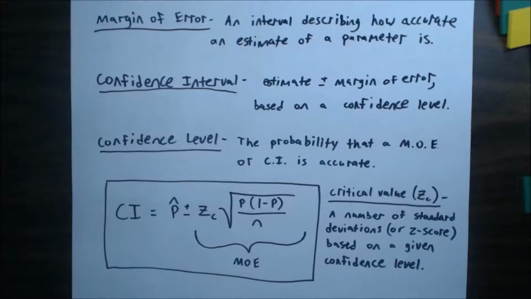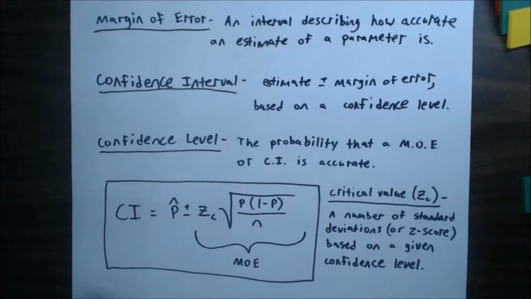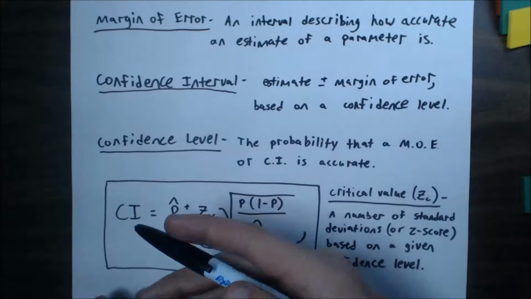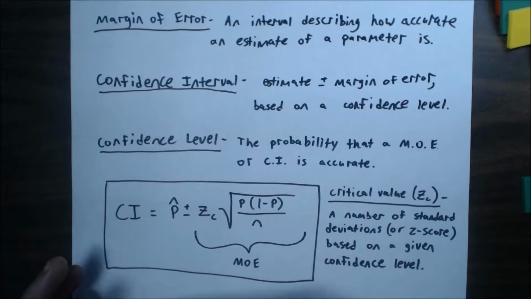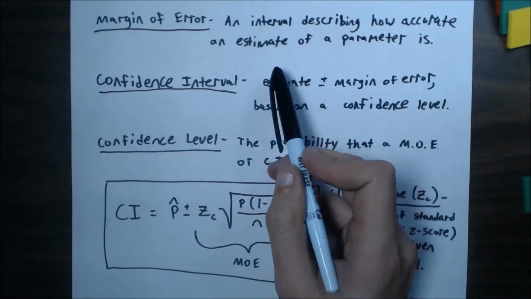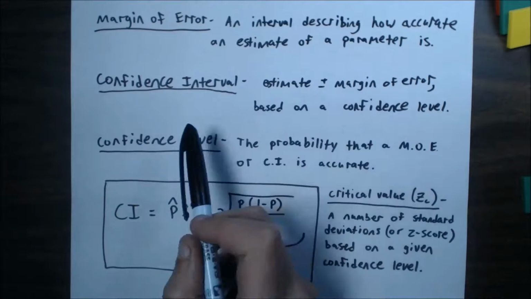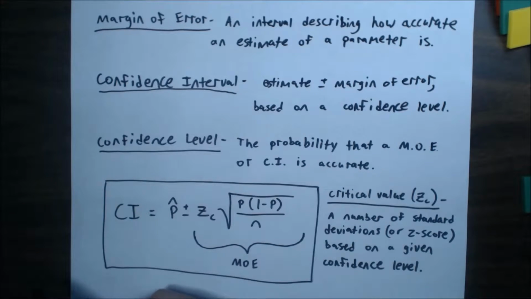But the basic definitions are the same. A margin of error is an interval describing how accurate an estimate of a parameter is. Again, the parameter could be population proportion or sample proportion, or it could be mean. The confidence interval is basically just whatever your estimate is plus or minus the margin of error. Okay. And we'll do an example. Hopefully it makes more sense.